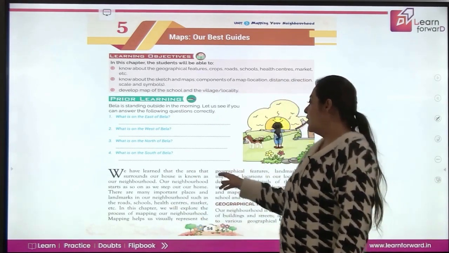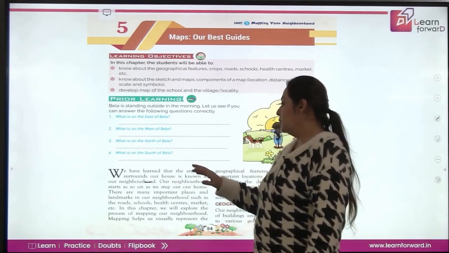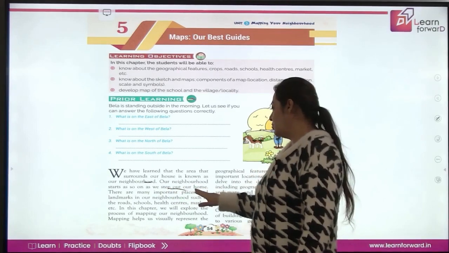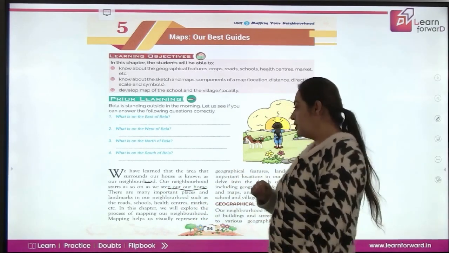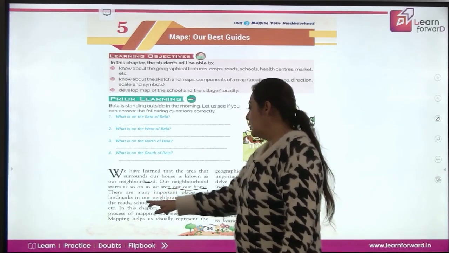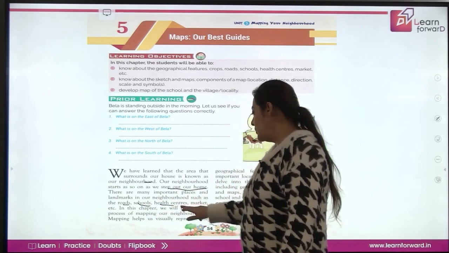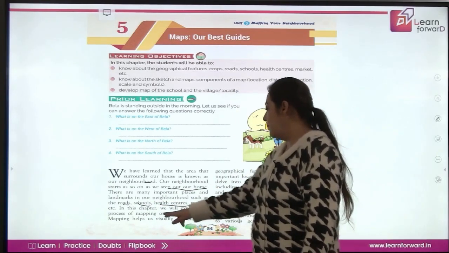So we've learned that the area that surrounds our house is known as a neighborhood. Now our neighborhood starts as soon as we step out of it. So our neighborhood starts as soon as we step outside our home. Now there are many important places and landmarks in a neighborhood such as roads, schools, healthcare center, market, etc. In this chapter, we'll explore the process of mapping our neighborhood.